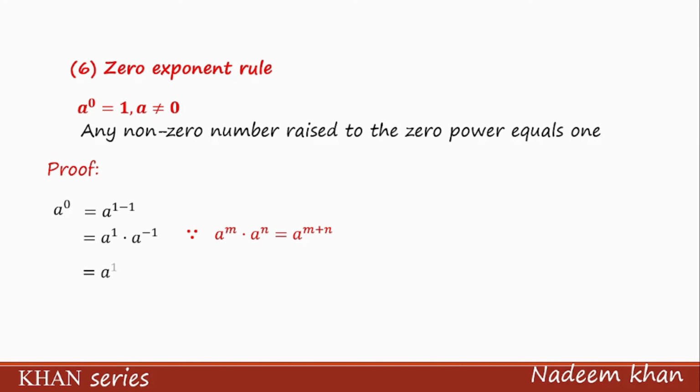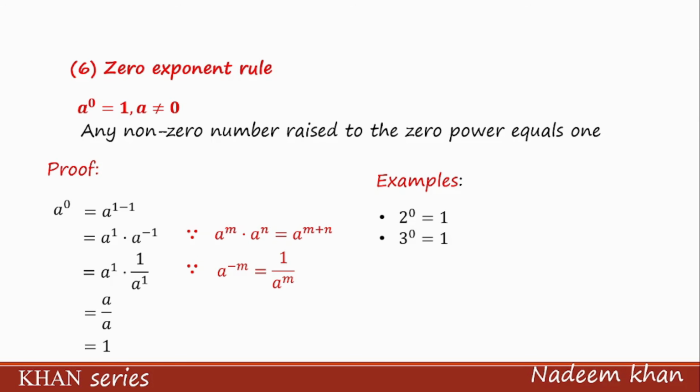Now we can write a to the power 1 times 1 divided by a to the power 1, because a to the power minus m equals 1 divided by a to the power m, which is a divided by a. Now cancel a in the numerator with the denominator, which is 1. Examples: 2 to the power 0 equals 1 and 3 to the power 0 also equals 1.